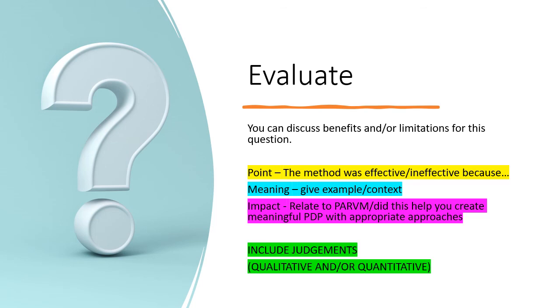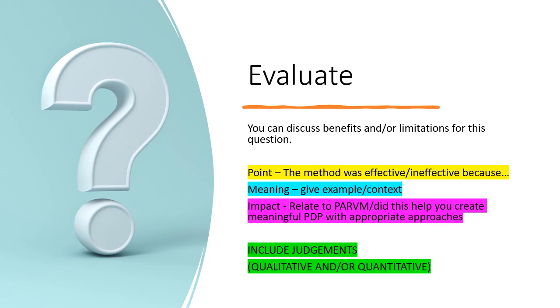For evaluate, you can discuss the benefits and or the limitations for this question. So it's out of 4 marks, so it's up to you if you want to do 2 benefits, 2 limitations. You might do 3 benefits, 1 limitation. You might do 4 benefits. It's completely up to you. Just make sure you're not flipping an answer by saying one thing was good and then saying the same thing wasn't so good. So make sure you're talking about 4 different points.